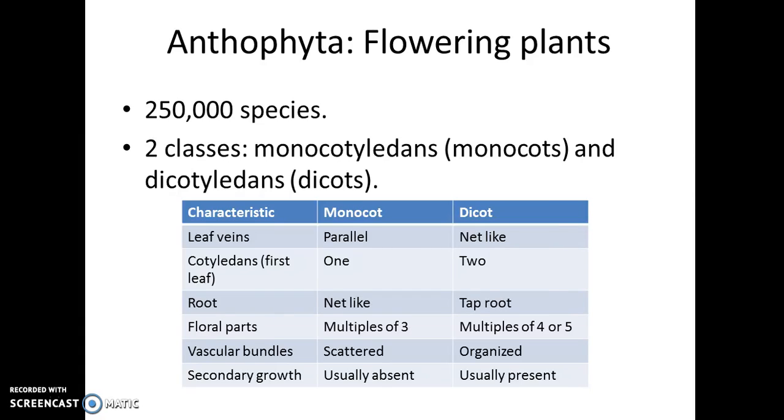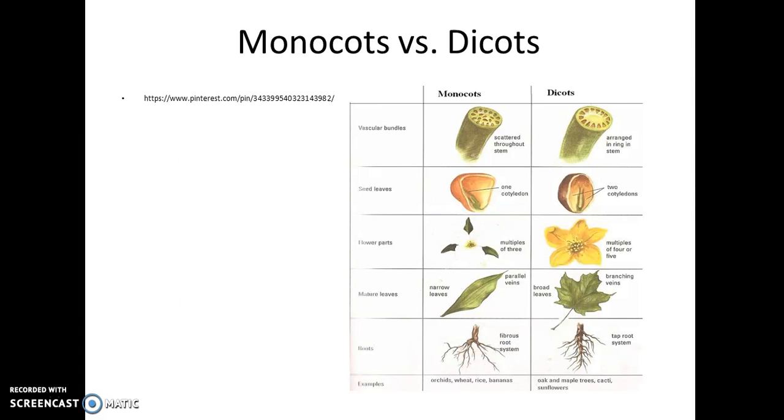Hit pause now. Now after you hit pause, you get back here, what we're talking about, like the flower, the petals are multiples of 5, these are multiples of 3, the veins in parallel where they're net-like, main taproot, not a main taproot. Okay, we have vascular bundles scattered throughout, these are organized. Cotyledons, we have 2 cotyledons, or 1 cotyledon, which is the baby that breaks through.